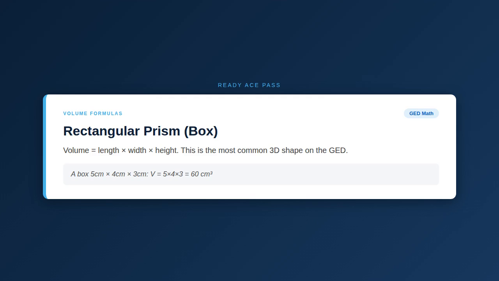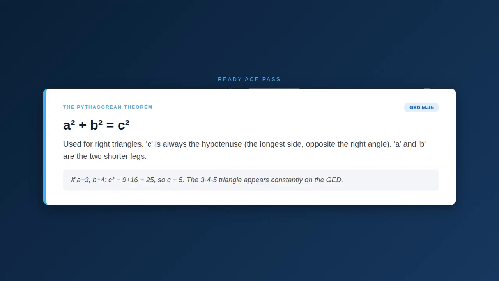A squared plus B squared equals C squared. Used for right triangles. C is always the hypotenuse, the longest side, opposite the right angle. A and B are the two shorter legs. If A equals 3, B equals 4, C squared equals 9 plus 16 is equal to 25, so C equals 5. The 3-4-5 triangle appears constantly on the GED.